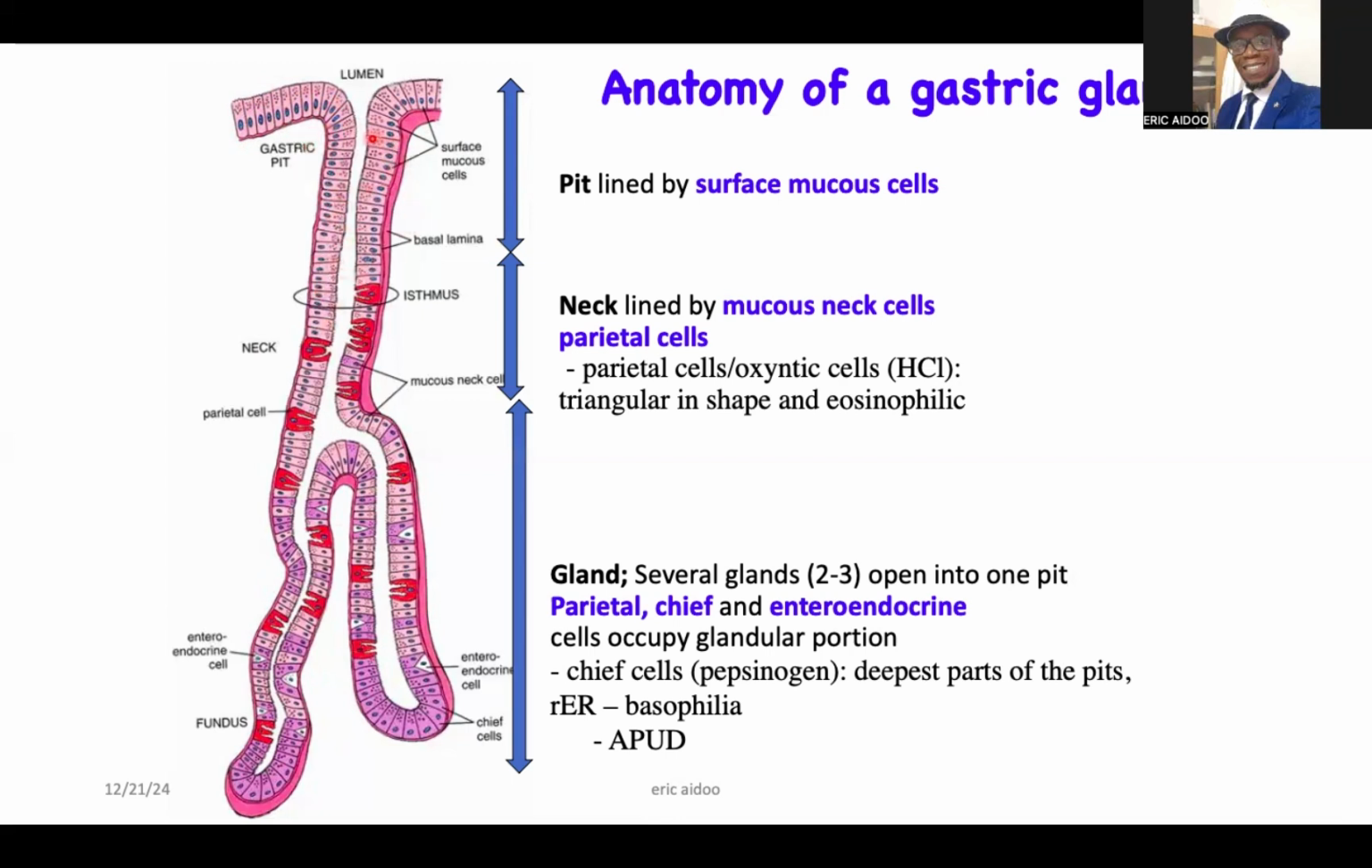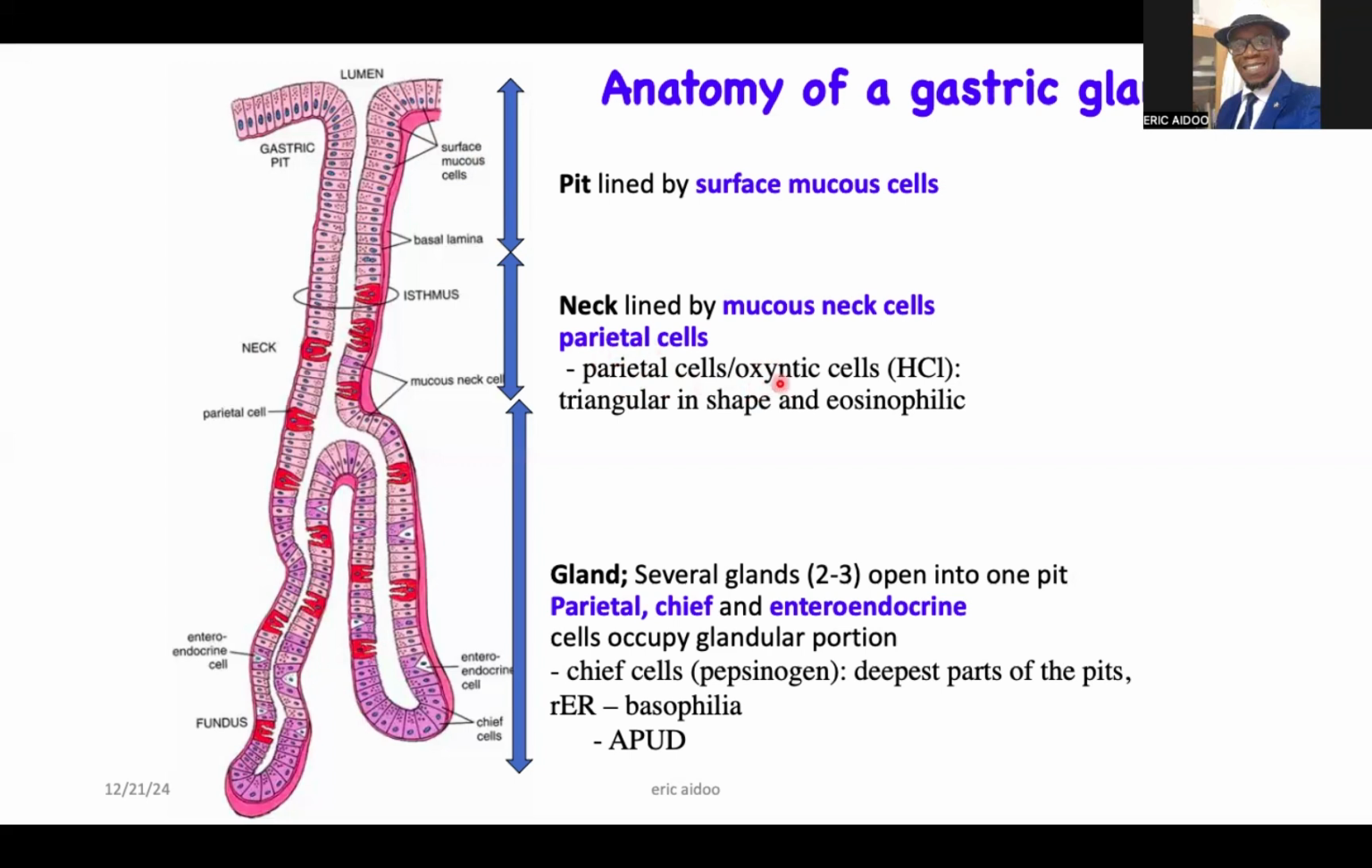At this region, which is very close to the lumen or the surface of the stomach, we call that the pit. Okay, so we have surface mucous cells, which secrete mucus to lubricate the lining, okay, against the acidity, right? So that's the basal lamina of the lining epithelium. Then at this region, we classify that as the neck region. So the neck is lined by mucous cell as well. We call that the mucous neck cells, okay, which contains parietal cells.